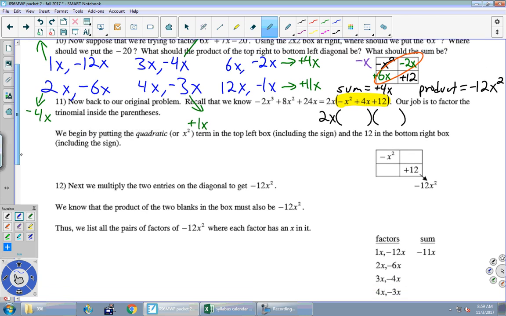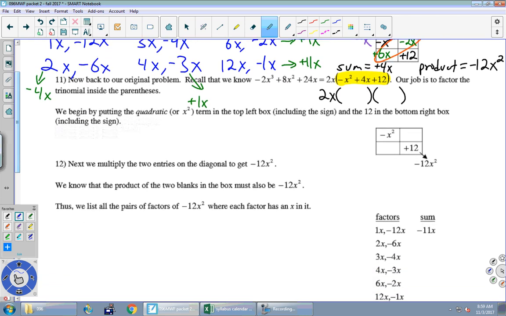Actually, we don't quite have enough space up there. So can we just copy in this next one that's partially filled in, put the plus 6x there and the minus 2x there. And then outside, we decided negative x was the greatest common factor in the first row.